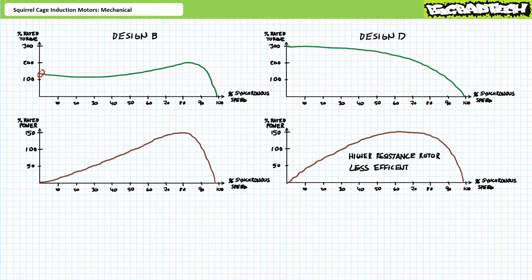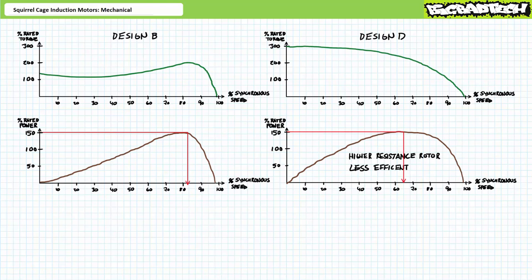locked rotor conditions. In contrast, a design D motor will produce 100% of its rated torque at an increased slip. Assuming 10% slip, this means 100% rated torque occurs at roughly 90% of synchronous speed. Finally, a design D motor produces around 300% of its rated torque at 0% of synchronous speed or at locked rotor conditions. These speed torque curves imply that a design B motor experiences peak mechanical power output, the product of torque and rotational speed, at a faster rotational speed, whereas a similarly rated design D motor will experience peak mechanical power output at a much slower rotational speed.